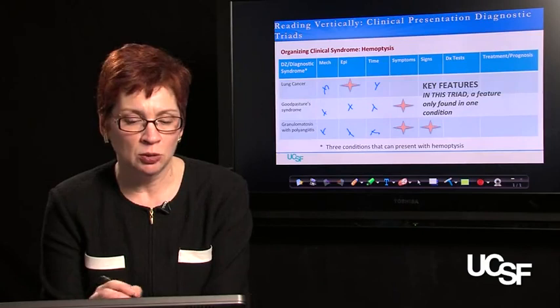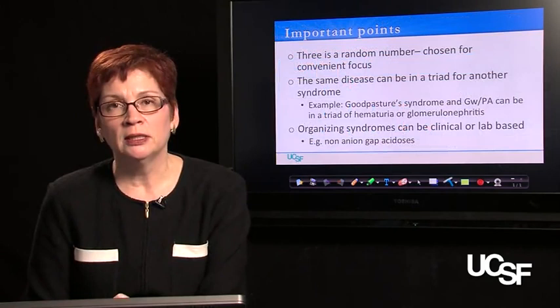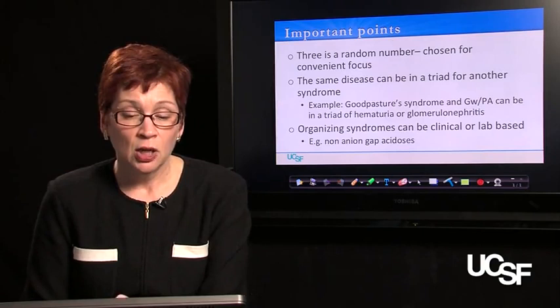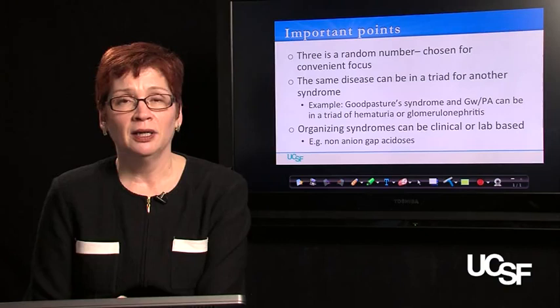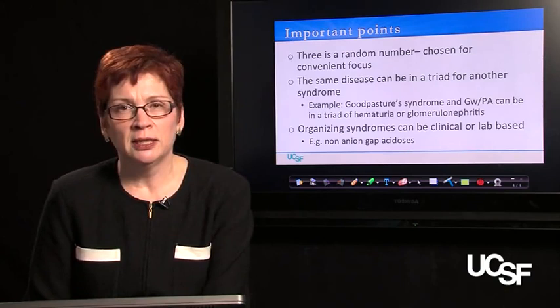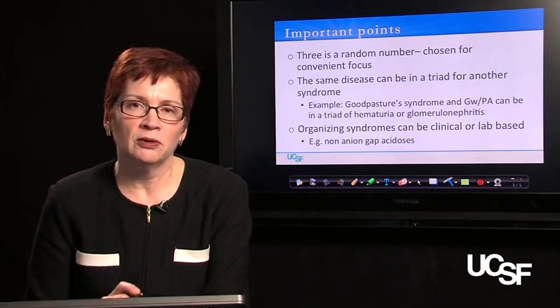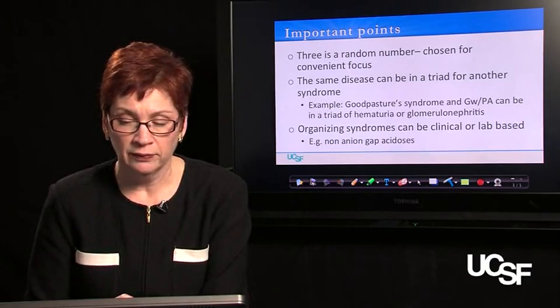Now, a couple of important points as we think about using these diagnostic triads and vertical reading strategies. 3 is a random number. It's chosen for a convenient focus. If you like 4, you can use 4. If you like 5, you can use 5. But once you get beyond 4, it begins to be hard to identify those key and differentiating features. And you're better off having multiple groupings of 3 than expanding your list to a too lengthy list.